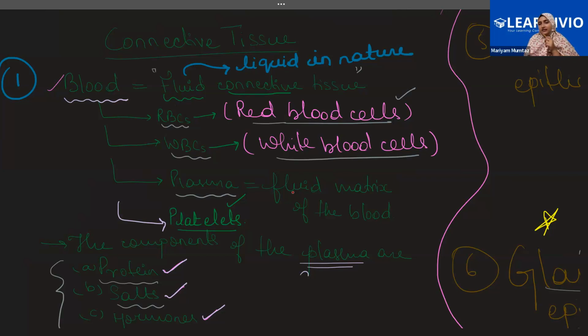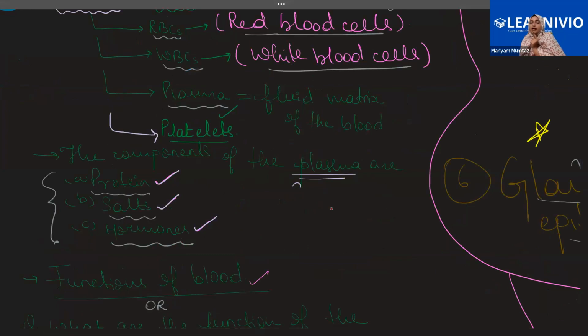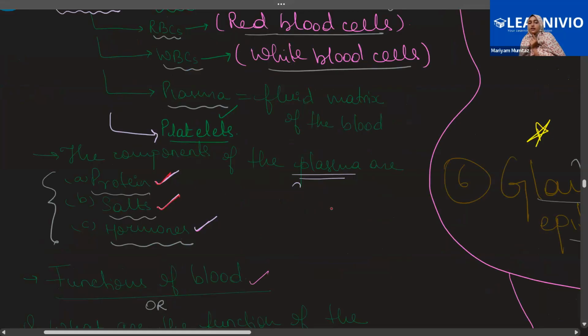Blood has certain components such as WBC, RBC, plasma, and platelets. RBCs are the red blood cells. WBCs are the white blood cells. Plasma: if you remove all the cells from the blood, what you are left with is the plasma, the fluid matrix of the blood. The platelets are responsible for blood clotting. These are the different components of the blood. The components of the plasma are protein, salts, and hormones.